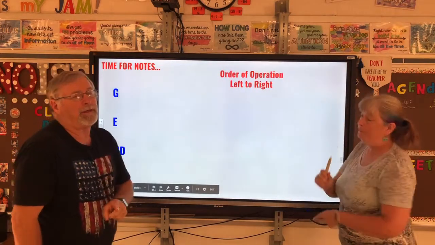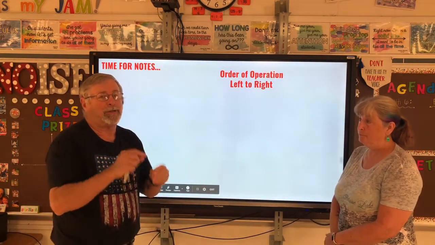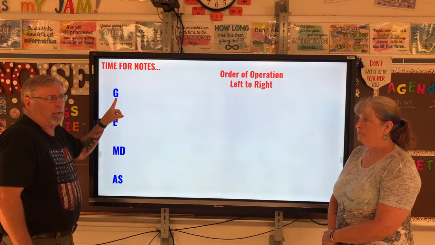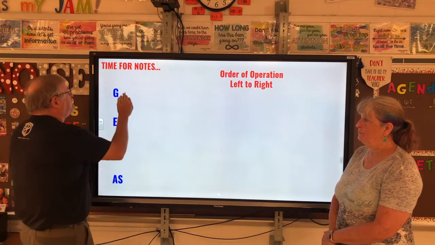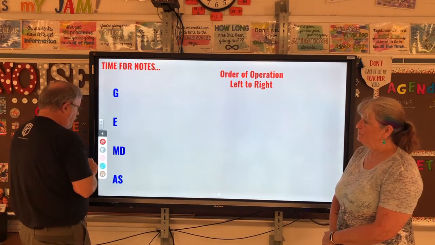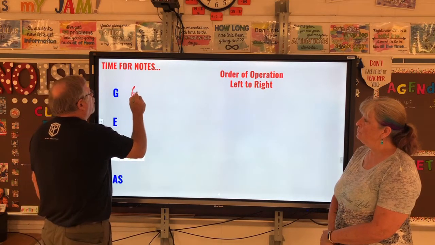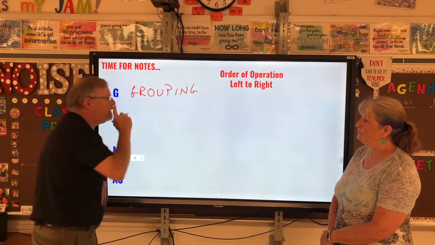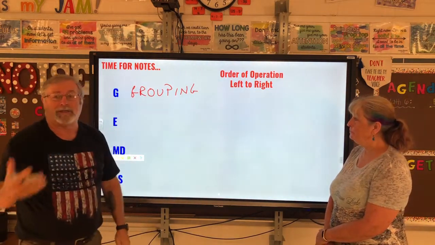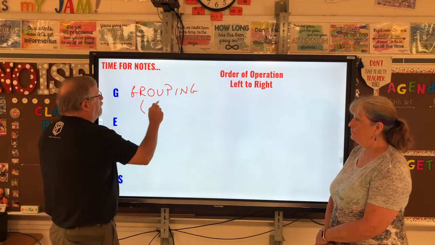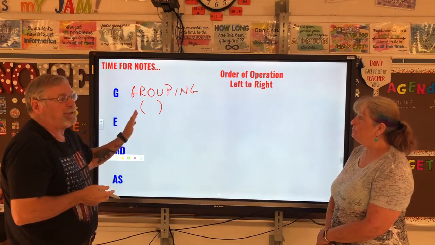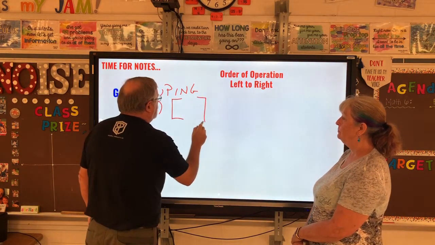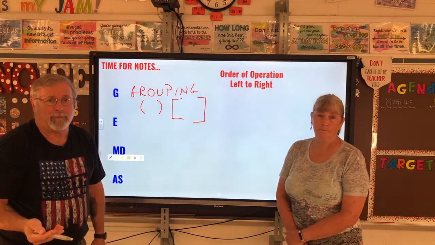Now, one of the things we wanted to show you before we got into actually doing the examples is, notice we don't have a P anymore. We now have a G, because the G stands for grouping. And of course, they're all going to go crazy because I'm the one writing, okay? But grouping, because there are different types of grouping symbols. There are parentheses that are grouping symbols, which means whatever's inside there you've got to do. But we also use brackets, another type of grouping symbol.